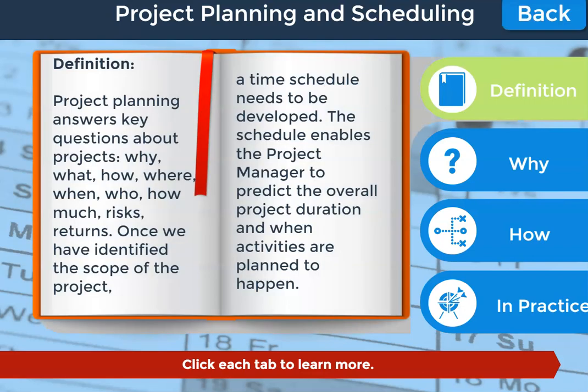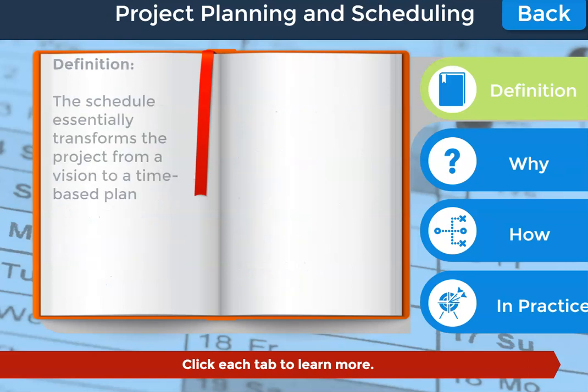Project planning answers key questions about projects. Why, what, how, where, when, who, how much, risks, returns. Once we have identified the scope of the project, a time schedule needs to be developed. The schedule enables the project manager to predict the overall project duration and when activities are planned to happen. The schedule essentially transforms the project from a vision to a time-based plan.